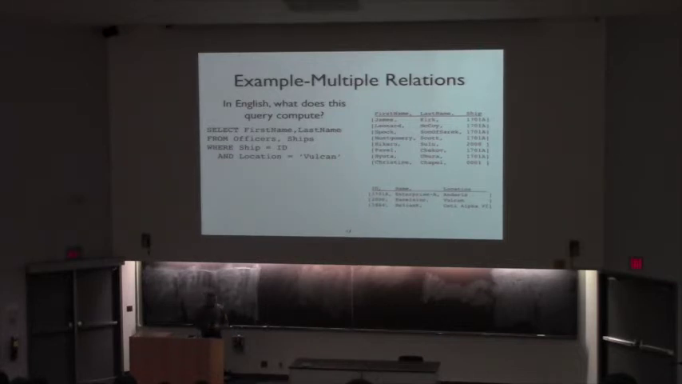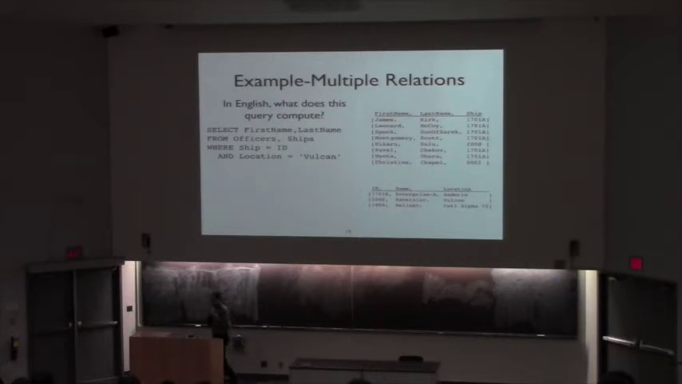All right. Now, I've described the general evaluation. What would you say in English? What would this query be trying to compute? Return the first name and last name from the officers set, and the ship ID is equal to the ID and location.